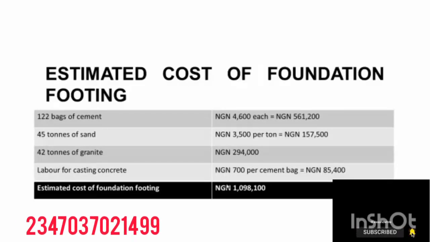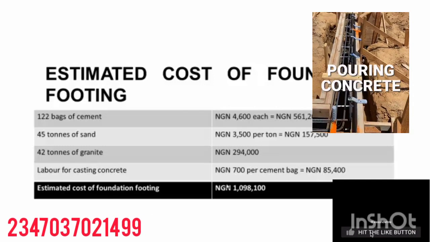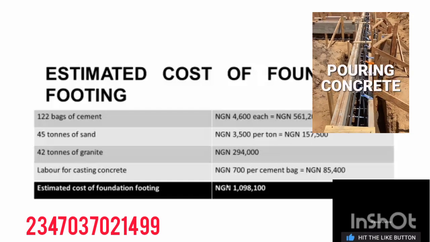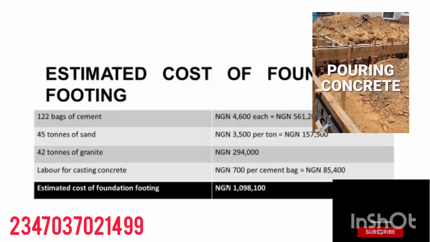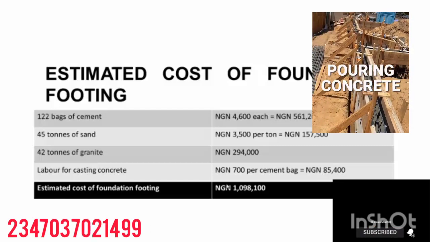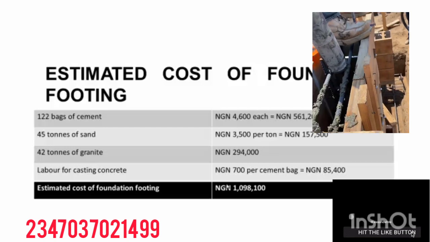Okay, estimate cost of foundation footing. You can see the tons, 45 tons of sand, 2 tons of granite, labor for casting concrete, 122 bags of cement. The total amount I have is about 1,098,100 naira. You can see each bag of cement is 4,600.